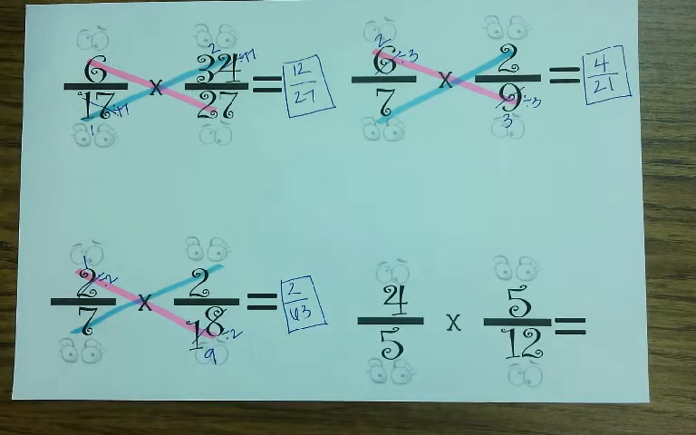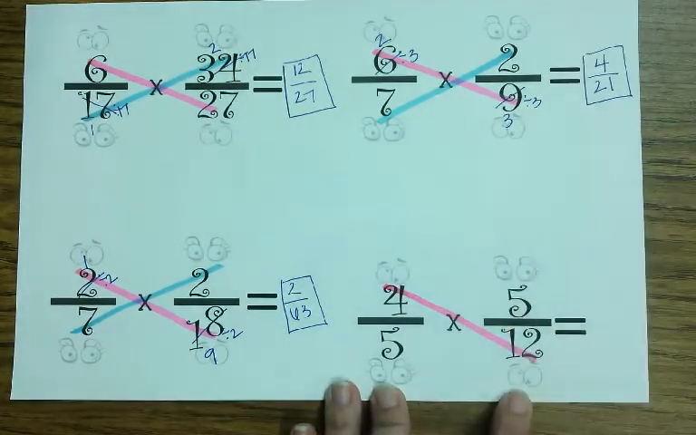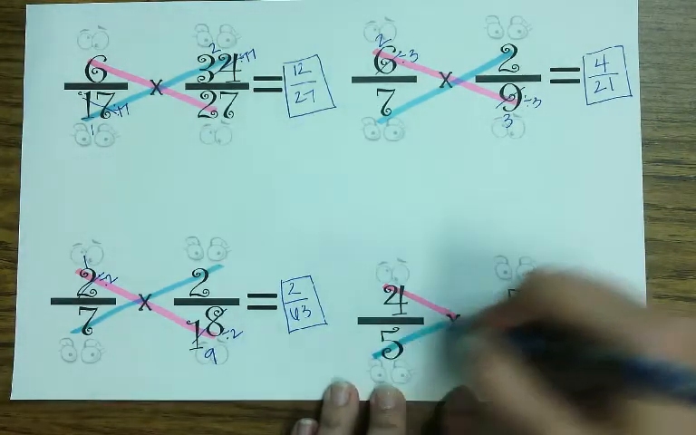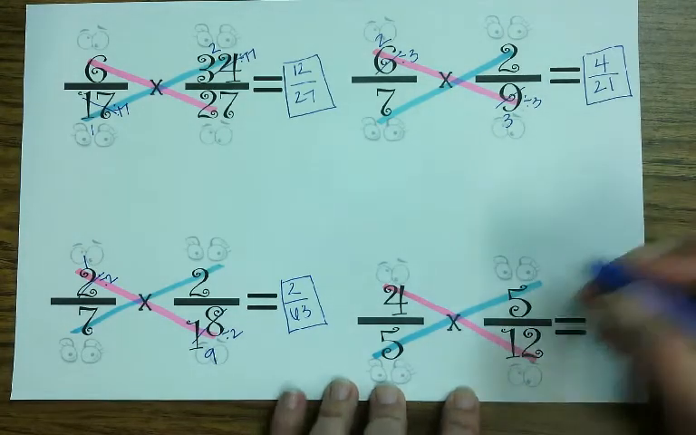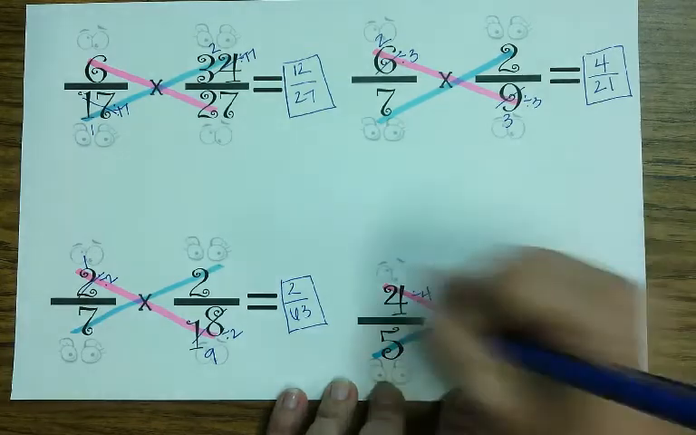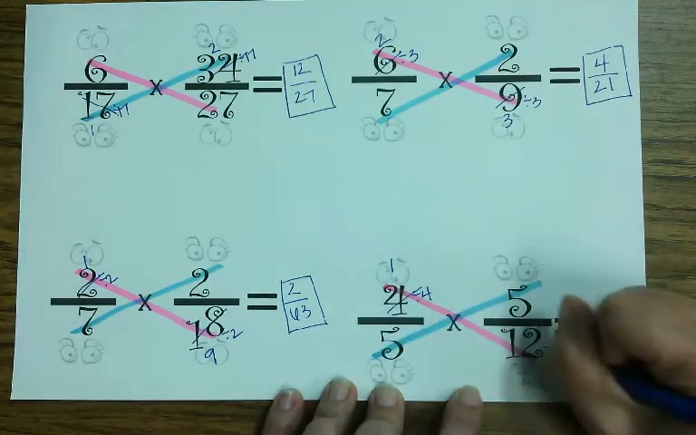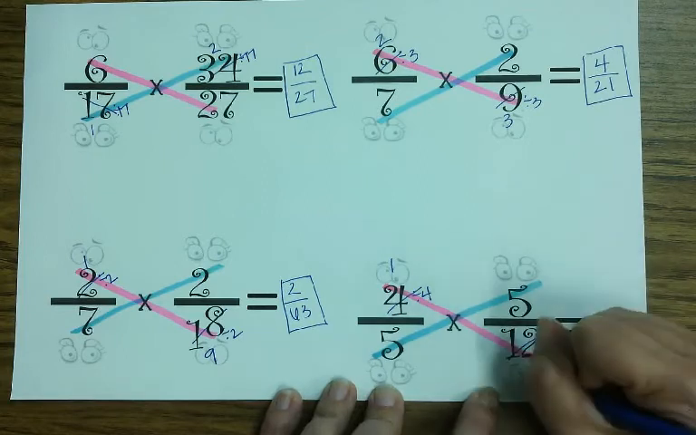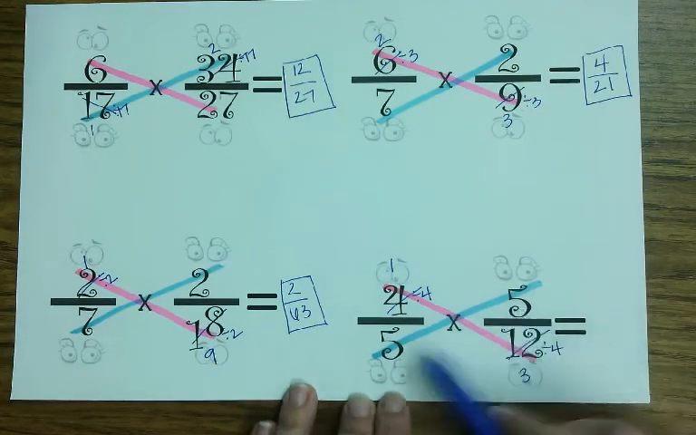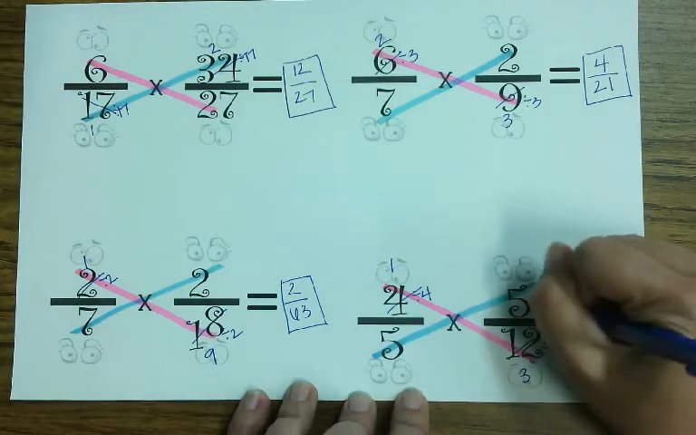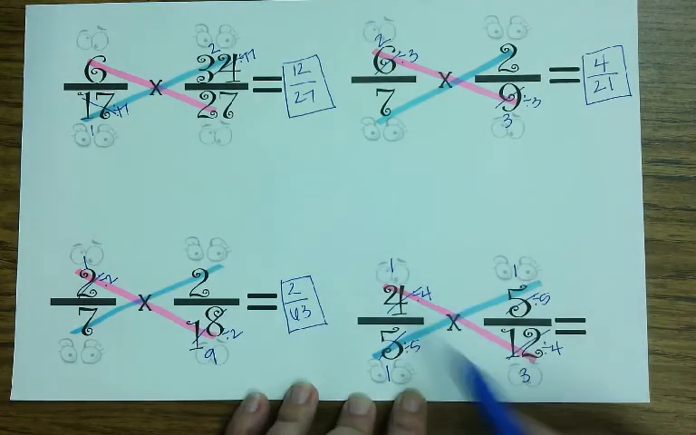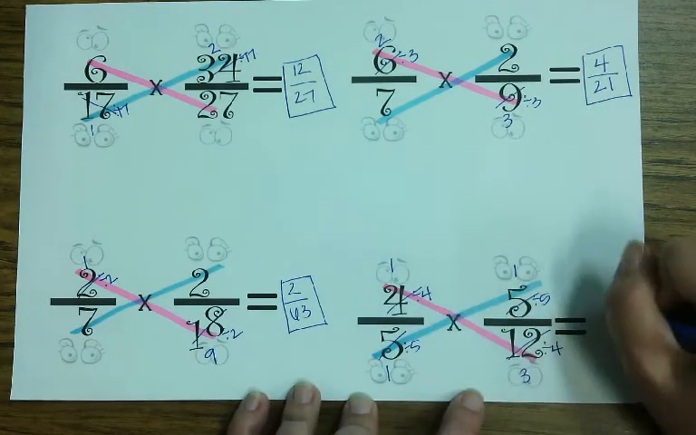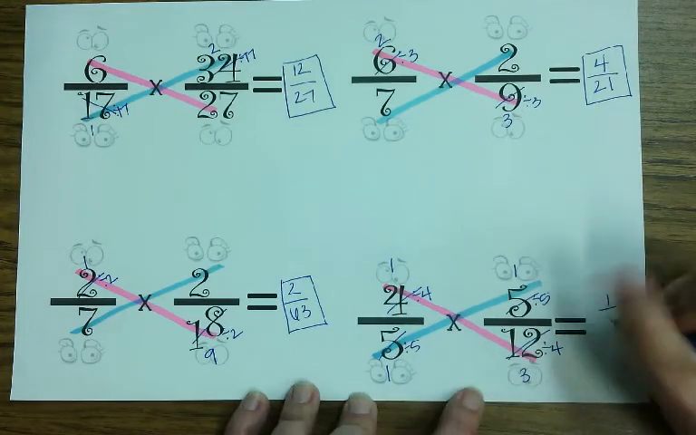Okay, and our final example. 4 and 12 share a common factor of 4. 4 divided by 4 is 1. 12 divided by 4 is 3. 5 and 5 share a common factor of 5. 5 divided by 5 is 1. So 1 times 1 is 1, and 5 times 4 is 20.